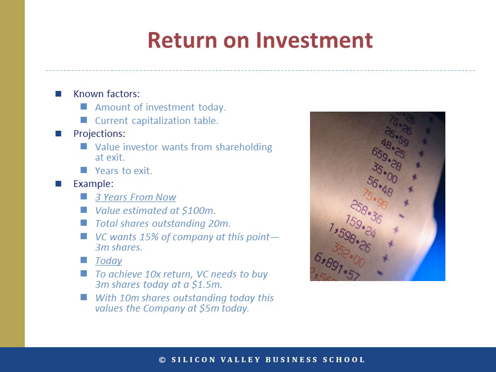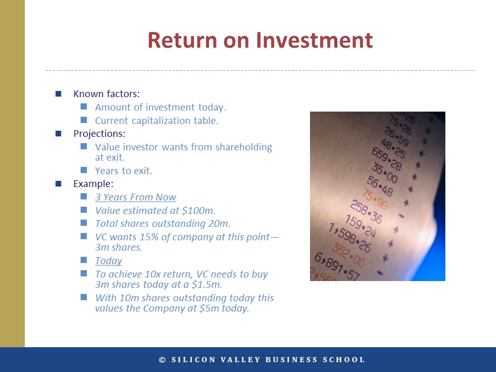As an example, the investor may estimate that if all goes to plan, the company will be worth $100 million 3 years from today. At that time, the company valuation is estimated at $100 million, based perhaps on comparable deals, earning and revenue multiples. If the total number of shares issued by the company in 3 years' time is estimated at 20 million, after allowance for future rounds of funding, and the VC wants to own 15% of the company at this point, the investor needs to acquire 3 million shares.